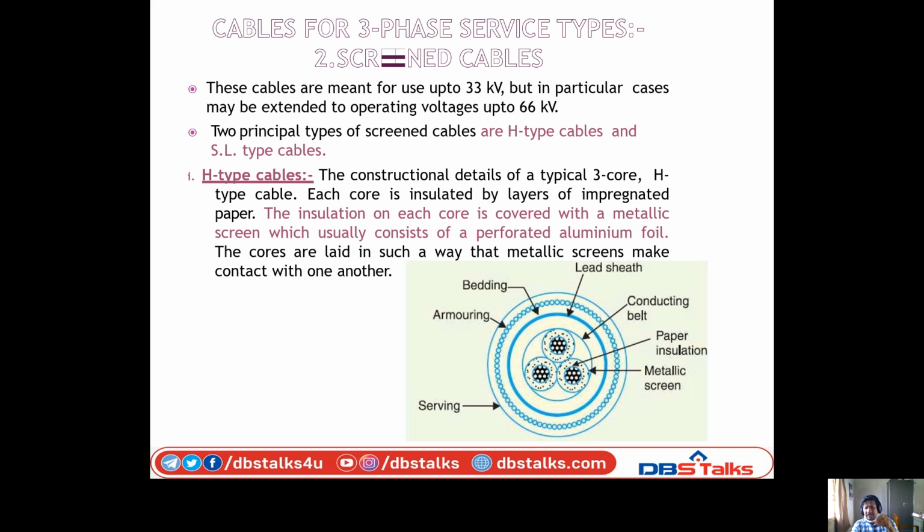That means the cores are laid in such a way that the metallic screens make contact with one another: metallic screen of core 1, metallic screen of core 2, metallic screen of core 3. Look at the figure clearly. They touch each other, so that whenever high voltages are applied, electrostatic stresses are developed that may produce leakage current. That leakage current is directly put into the earth through the metallic screens.